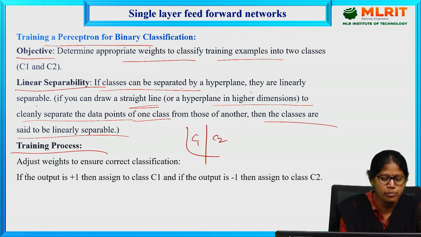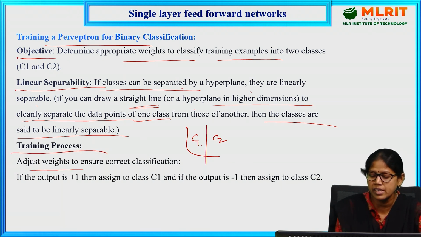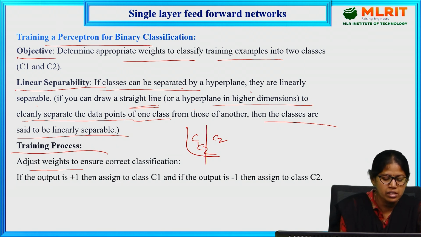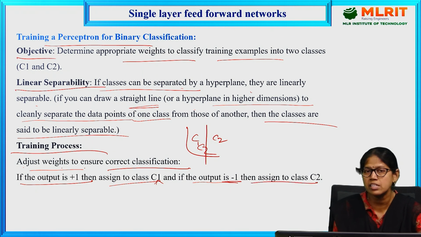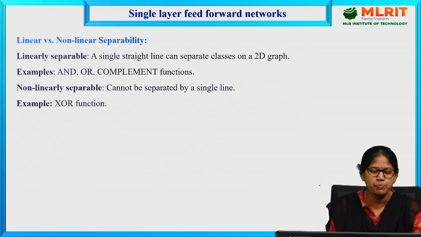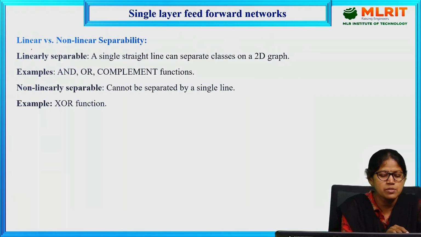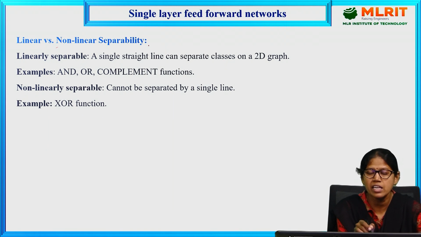Let's see the training process. Adjust the weights. If it is not linearly separable, then what to do? Train the weights: adjust the weights to ensure correct classification. If the output is +1, then assign to class C1, and if the output is -1, then assign to class C2. Let's see the differences between linear versus non-linear separable.